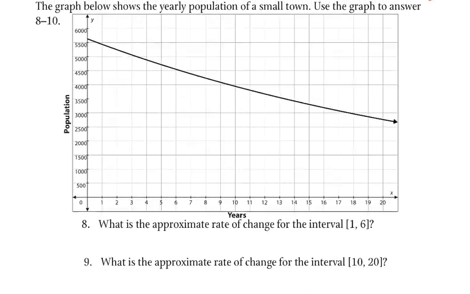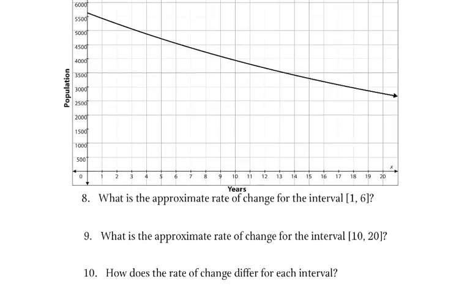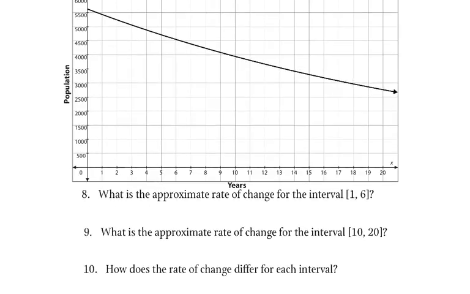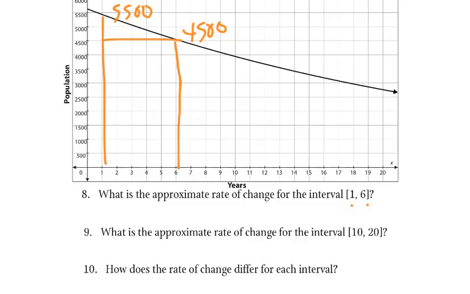Alright, now the last 3 questions. Population, small town. So interval of 1 to 6. So 6 goes up to about 4,500. 1 goes up to about 5,500. So vertical change of 1,000, right? Horizontal change of 5. So 1,000 divided by 5, which is about 200. Oh, not 2,000. Getting a little ahead of myself.